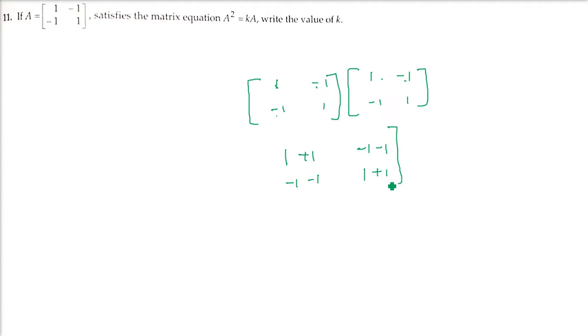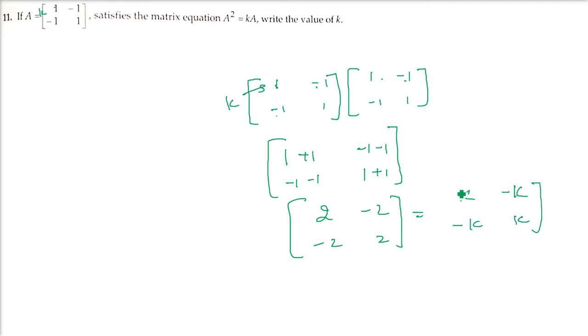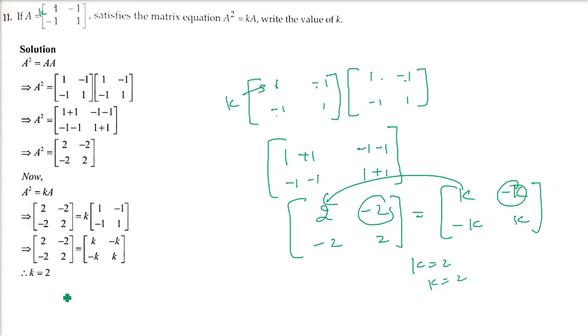So what do you get? You get 2 everywhere with the same signs as in A. So this is equal to K into A. Now multiply every element of A with K. So what do you get? Wherever 1 is there, just replace it by K. So K, minus K, plus K. Whichever you equate, it will come down to K equal to 2 only. So K both ways, K equals 2.